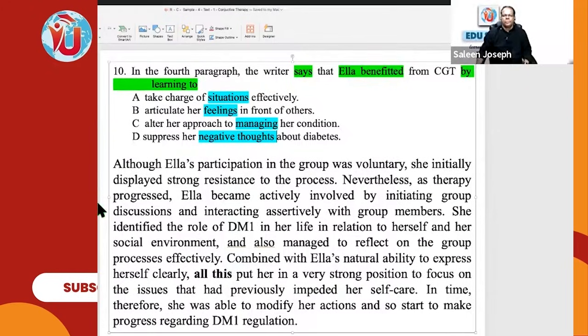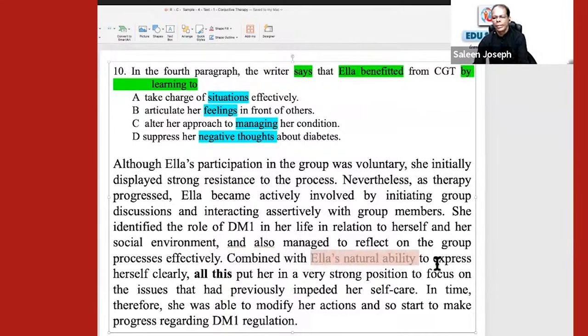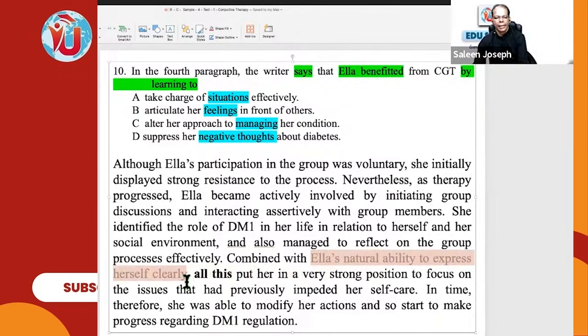So, any idea? B says articulate her feelings in front of others. Here it says Ella's natural ability to express herself clearly. Natural ability means even before she joined CGT, she had this quality, the ability to express. Now they are asking, after joining CGT, what she benefited, what she learned. Combined with her natural ability, something else she learned. What was that?